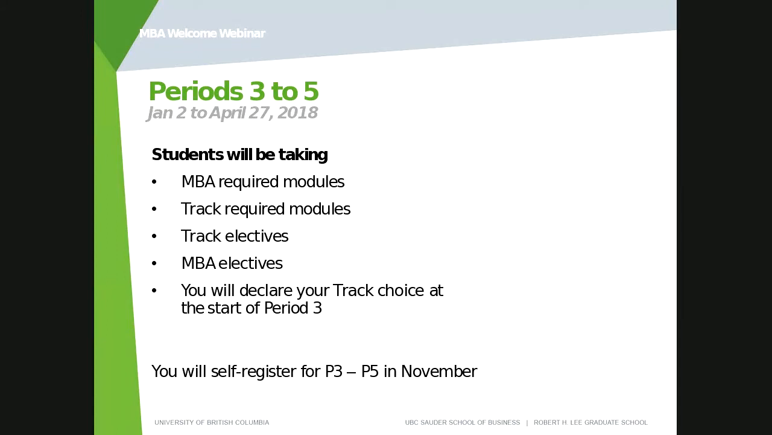Once you do declare your track and begin taking those track modules, it can be difficult to change to a different track, depending on when the classes are offered in the program. But that's something we can certainly talk about in more detail as we get closer to that time. And you will self-register for your P3 to P5 classes in November. Towards the end of November, we'll send you all the information that you'll need to know about how to register for those classes. If you want to have a look at what classes are offered, you can refer to your program schedule that was posted and sent to you. It has a list of all the classes and which instructors will be teaching them.